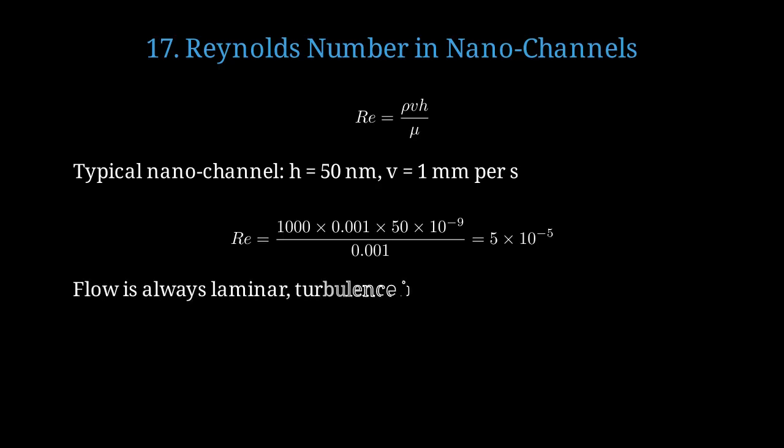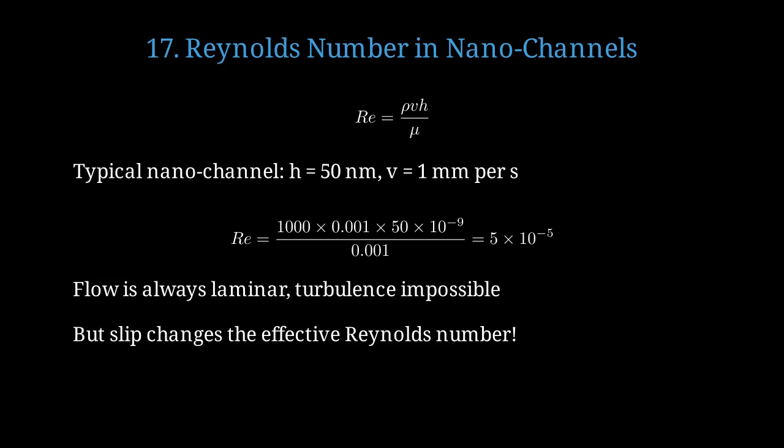This means flow is always perfectly laminar in nanochannels. Turbulence is physically impossible at these scales. However, slip effectively increases the Reynolds number because fluid moves faster than classical theory predicts.